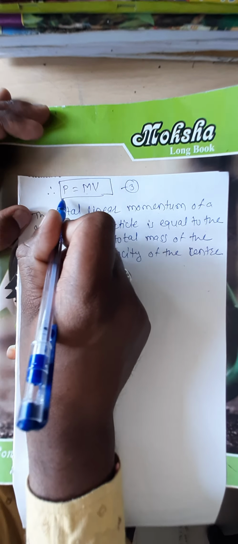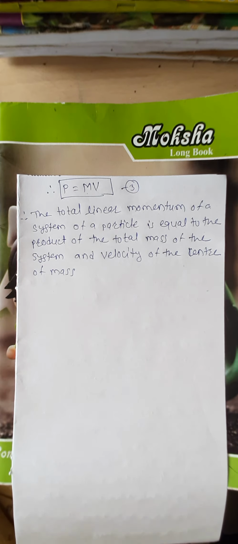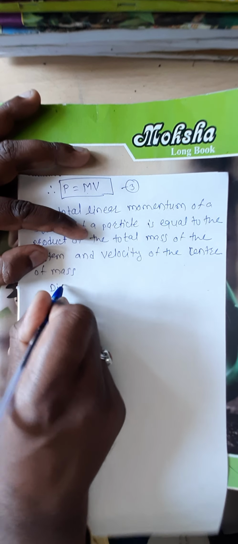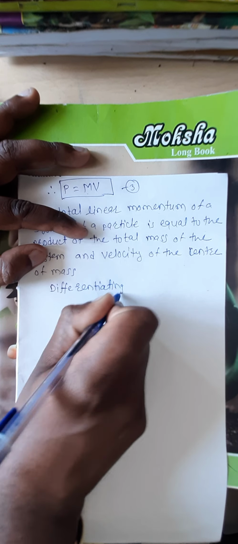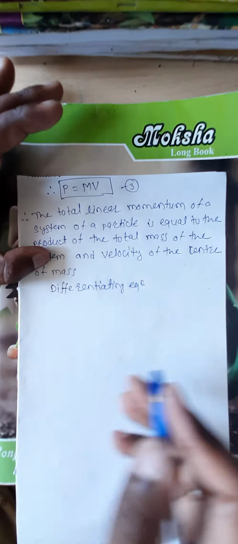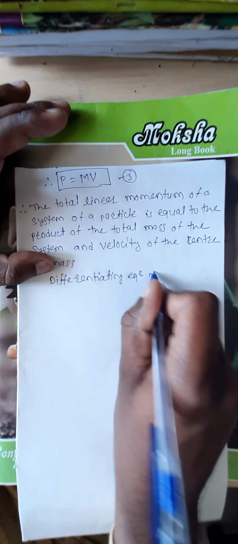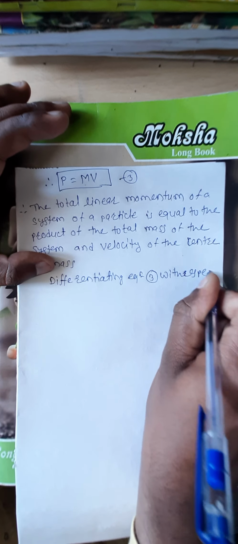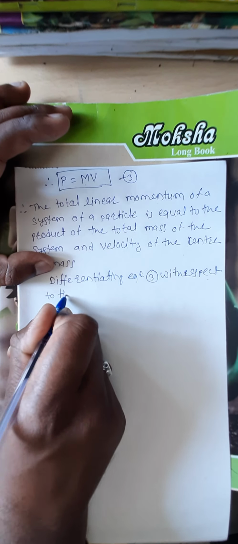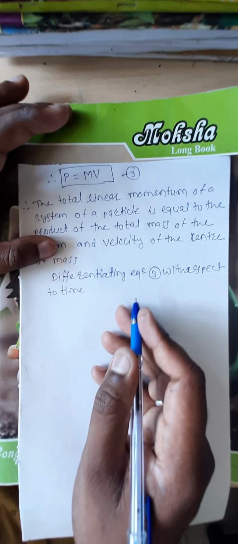Therefore, the total linear momentum p is equal to the product of the total mass of the system m and the velocity of the center of mass, v. Now we have to differentiate equation 3 with respect to time t.